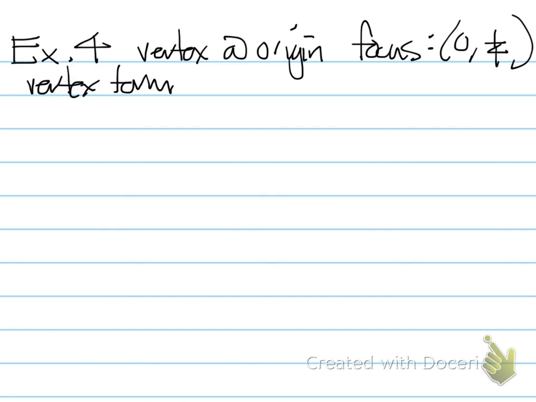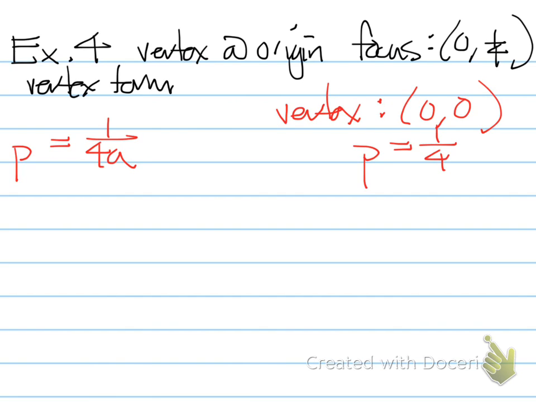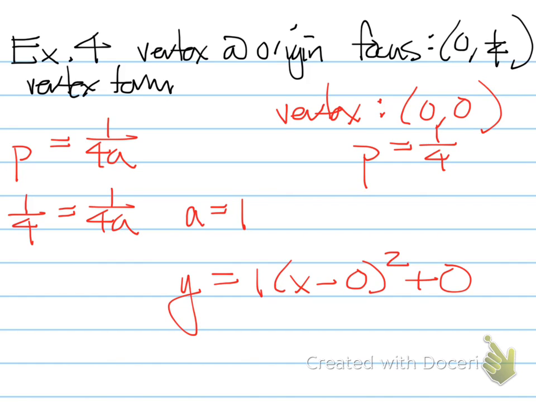In the next example, we're told that the vertex is the origin, so the coordinate 0, 0, and the focus is 0, 1/4. That lets us know that P is going to be 1/4. And so P equals 1 over 4 times A, so we can solve for A and determine that it is equal to 1. So we can write the equation in vertex form, y equals A times the quantity x minus h squared plus k, or y equals x squared.